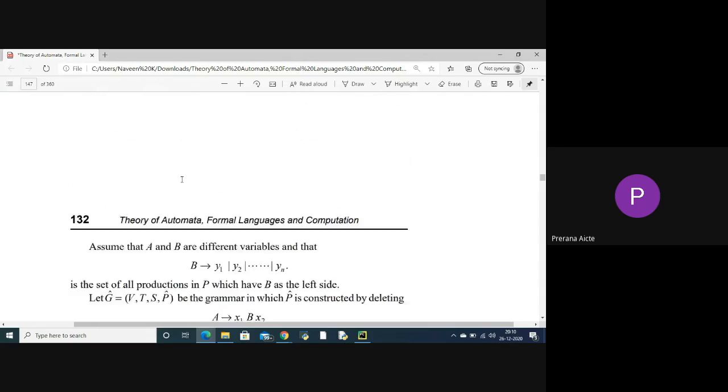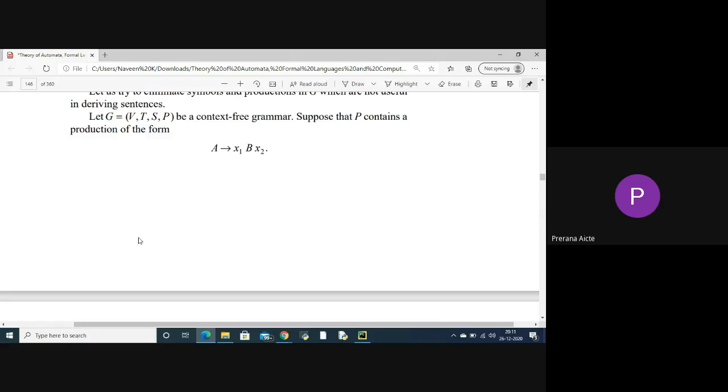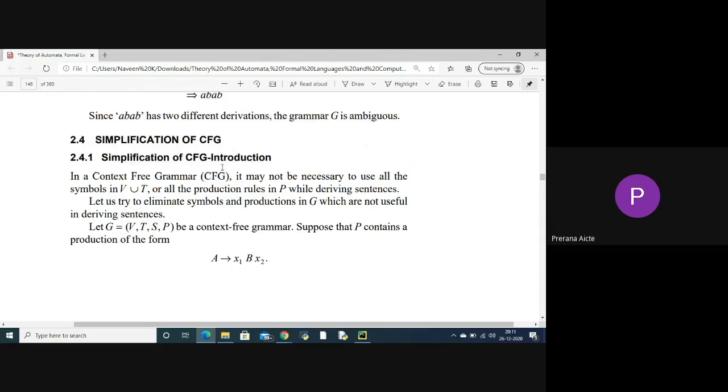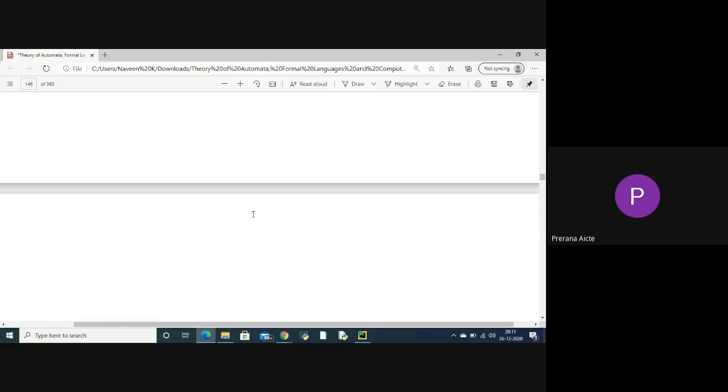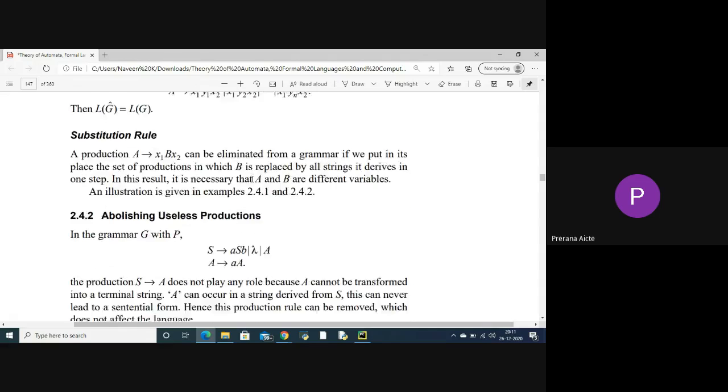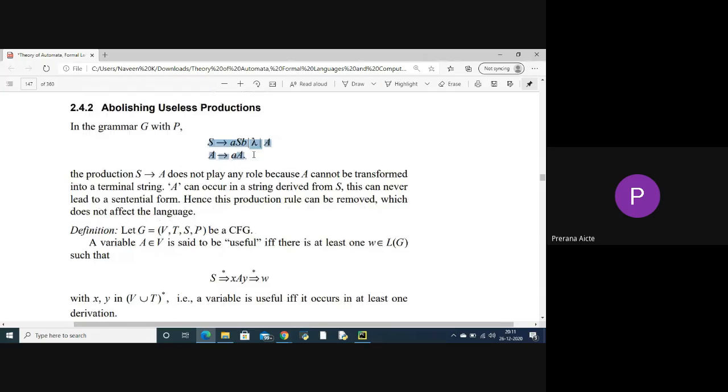So here, in simplification of context-free grammar, we eliminate the symbols and productions in G which are not useful in the derivation. The first example is S tends to ASB or epsilon or A, and A tends to small a or capital A. Here there is no ending for capital A. In this production there is no ending.